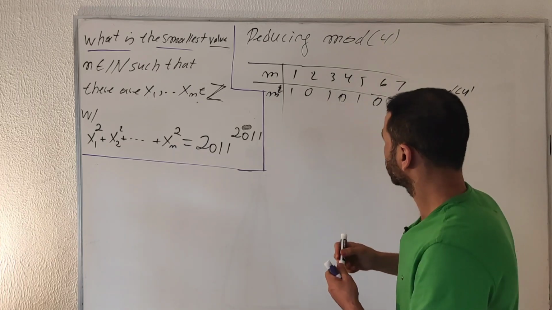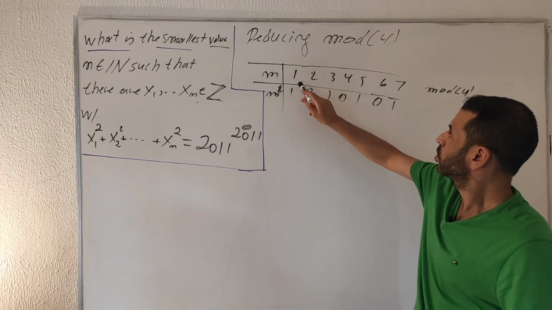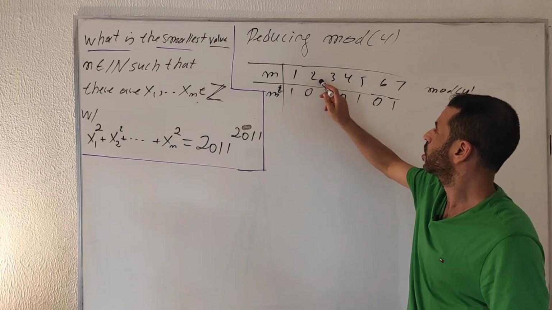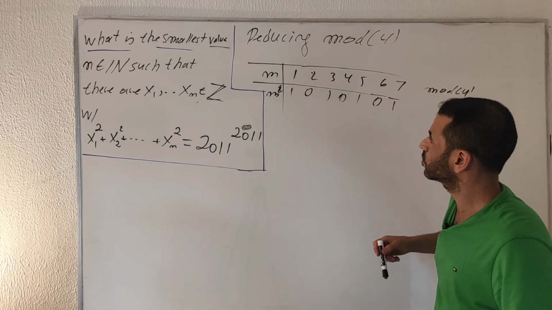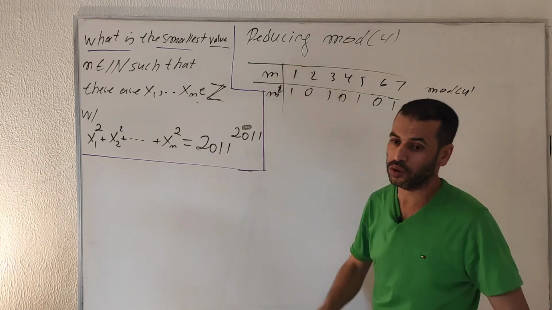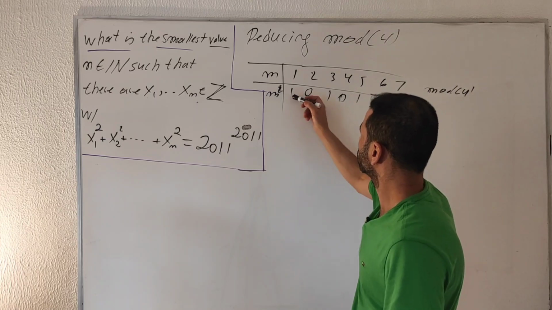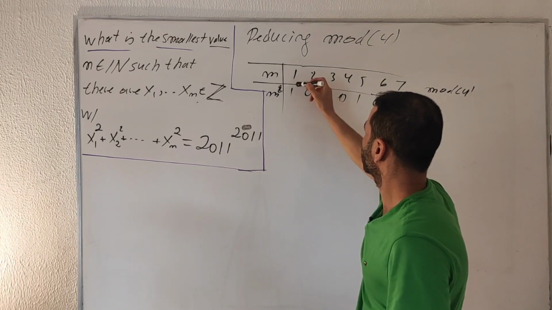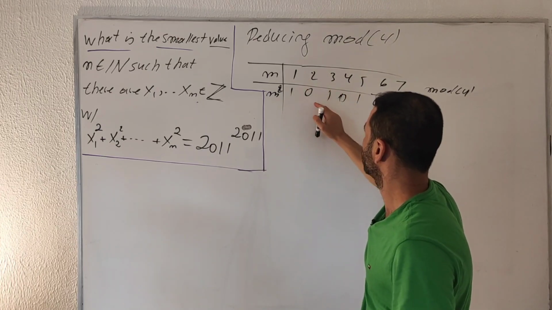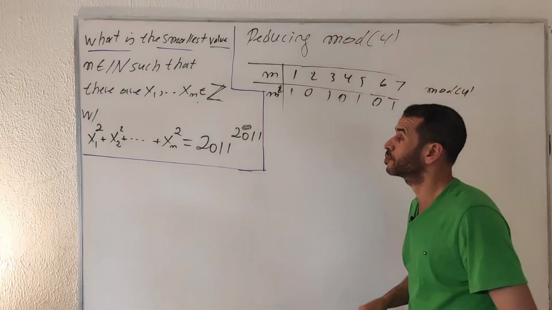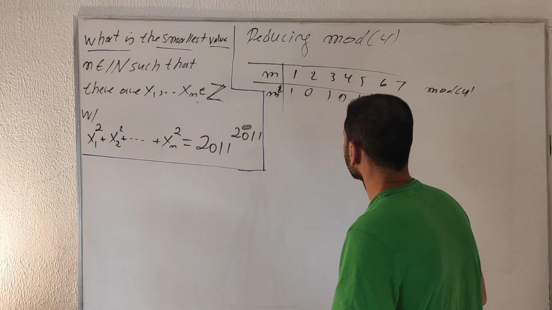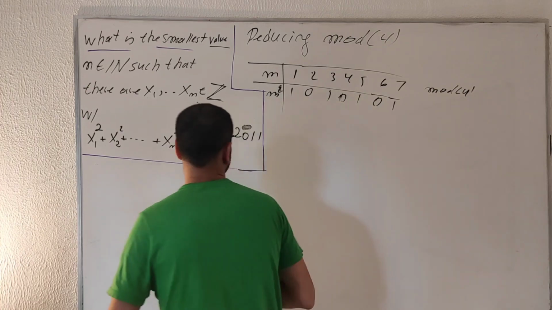So if you take a look at each term, an odd term gives 1 and an even term gives 0. Which means if you take any integer, square it and apply mod 4, you get 0 or 1. When we have an odd number, you get 1. When we have an even number, you get 0, as we see in the chart. So I'm going to do the same thing for the right hand side of this equation.